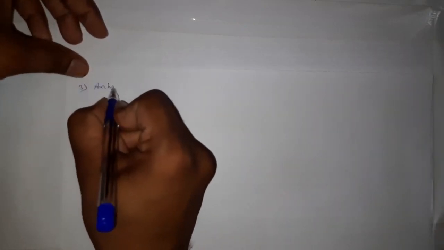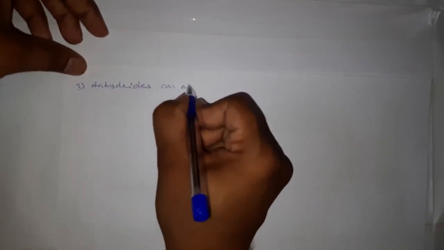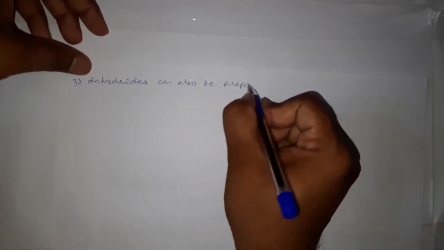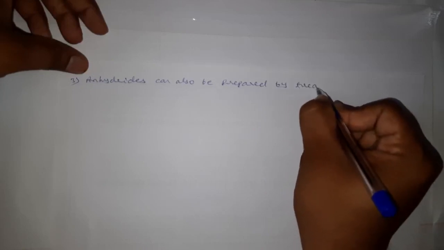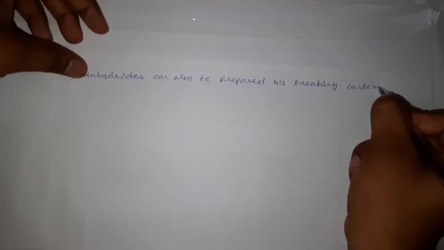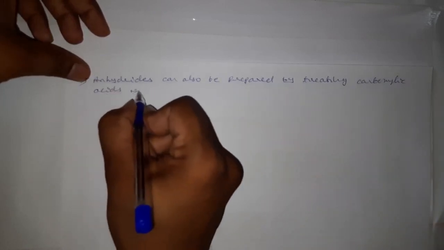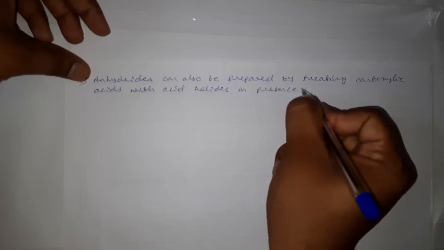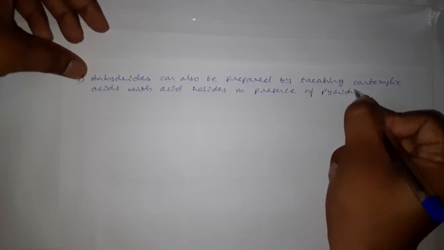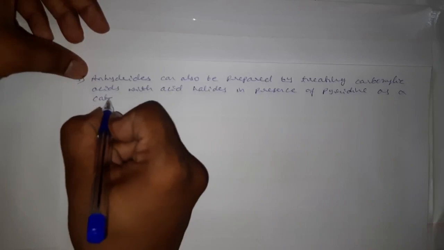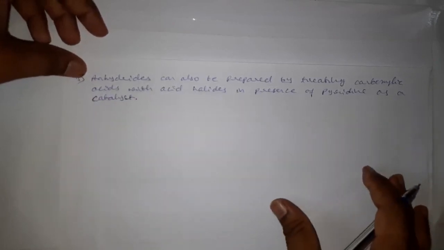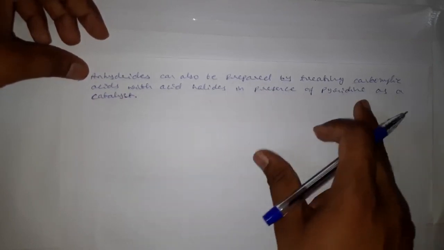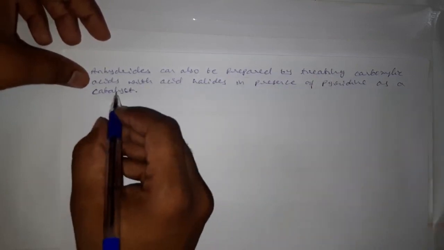Then the third possibility for the formation of anhydrides is: anhydrides can also be prepared by treating carboxylic acids with acid halides in the presence of pyridine as a catalyst. Correct? These carboxylic acids, when treated with acid halides in the presence of pyridine as a catalyst, we will get anhydrides of the carboxylic acids.